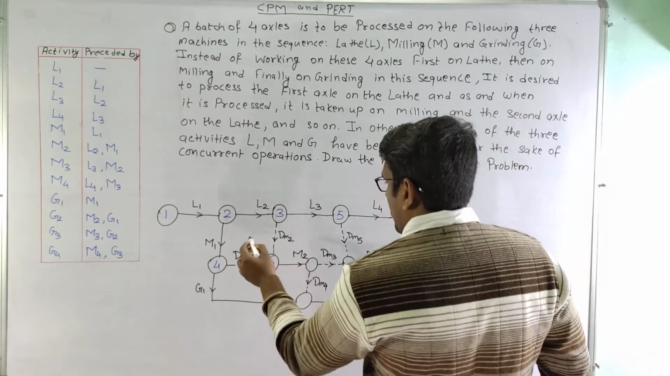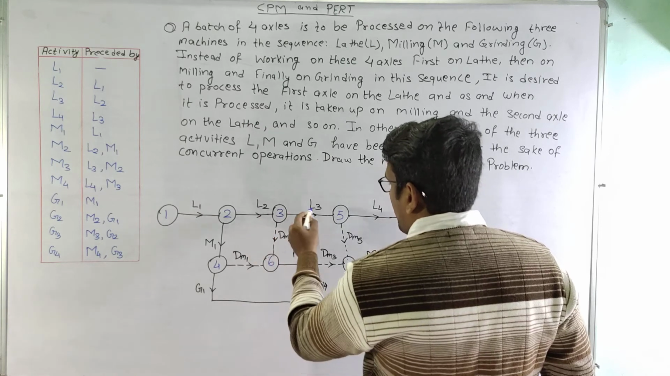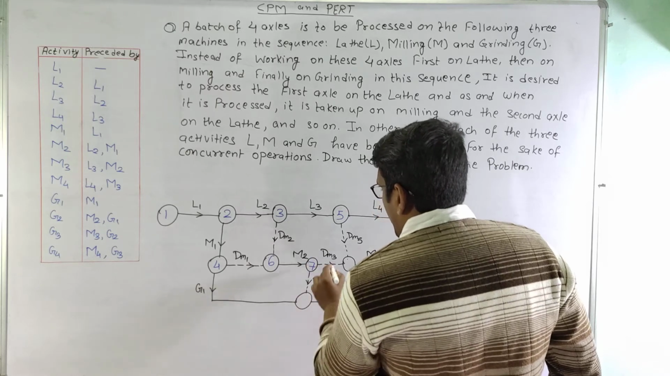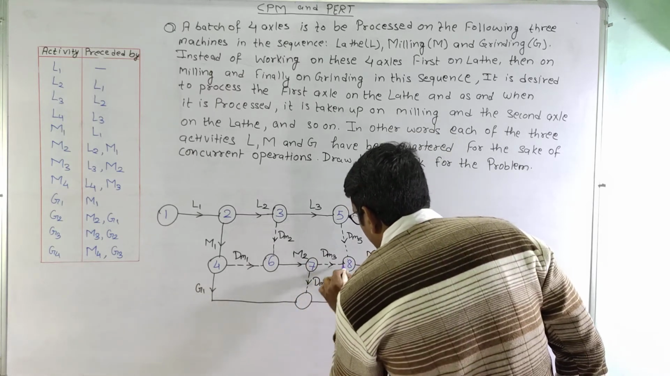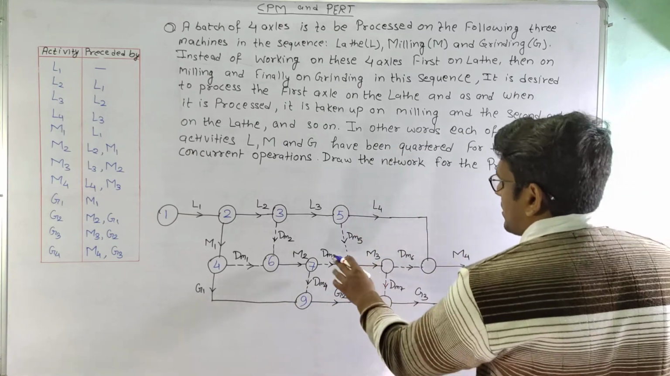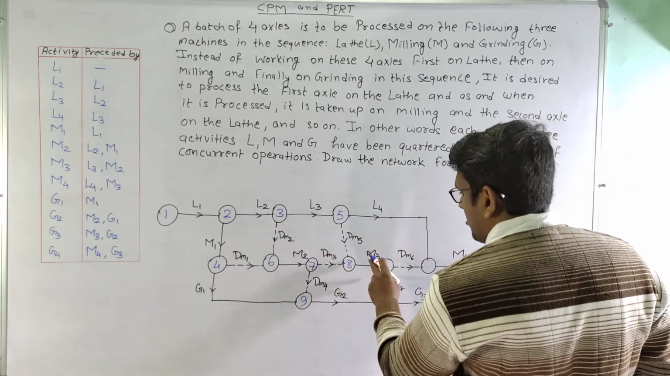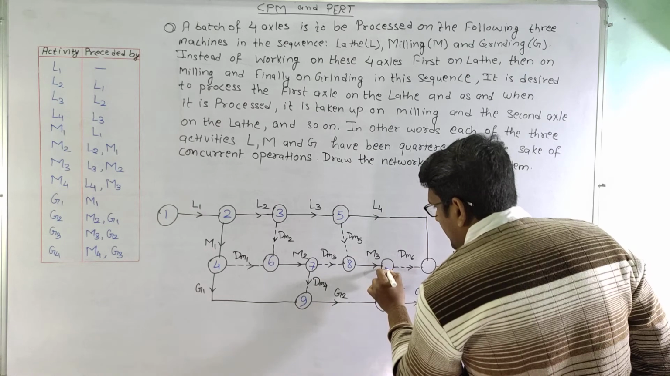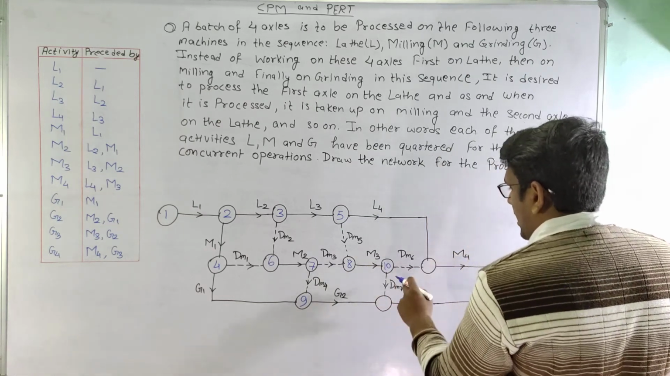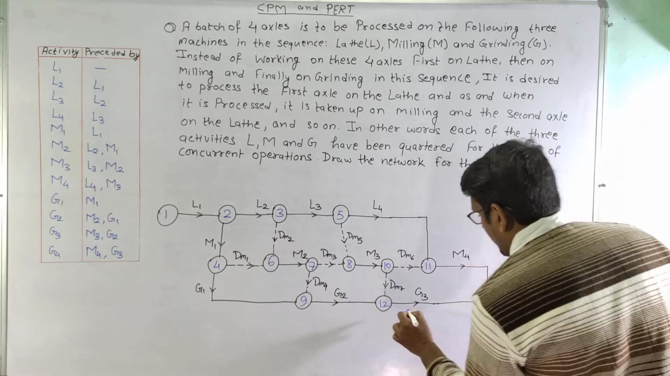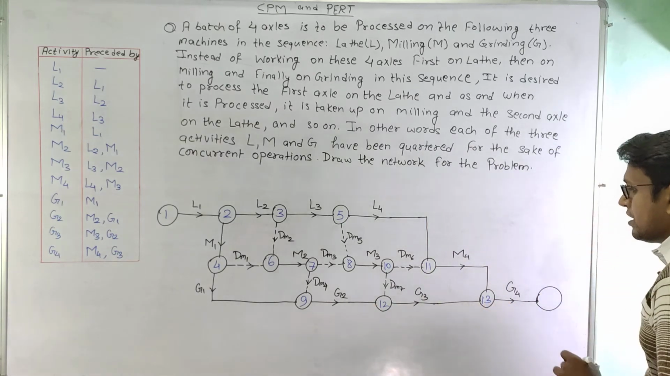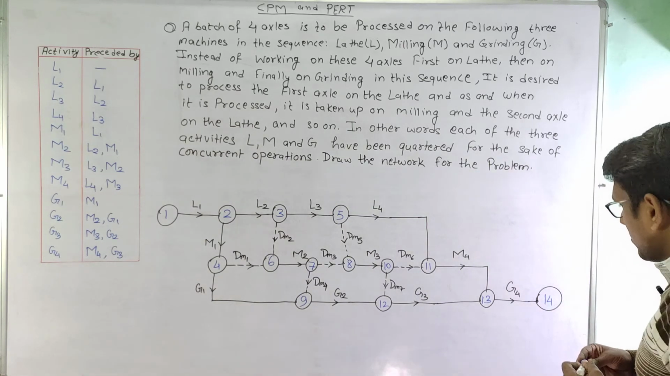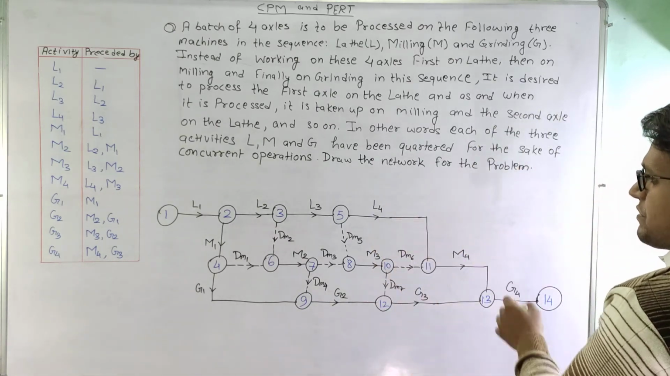Again we will delete all the outgoing arrows from the numbered events. We can see that this will be 7. Again we will delete, so this will be 8, this will be 9. Again we will delete all the outgoing arrows from the numbered events. So we will have a new initial event here, so this will be 10. Again if we delete, this will be 11, this will be 12. Again if we delete, this will be 13, and this will be the final or the terminal node, 14. So this completes our network diagram.